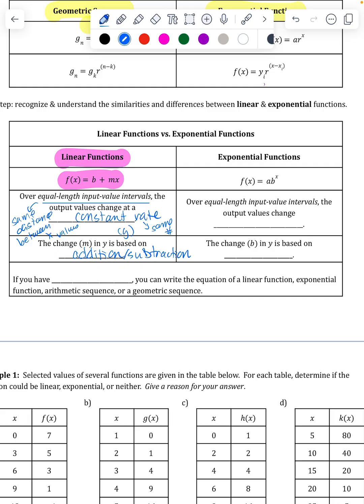And then the flip side of that is, what if I have an exponential function? Keeping in mind that linear is equivalent to arithmetic, and exponential is equivalent to geometric. So again, over equal length input x values, so you do have to pay attention to the x values. The output values change what we are going to call proportionately. So if you're going to change proportionately, you are changing by a multiplier.